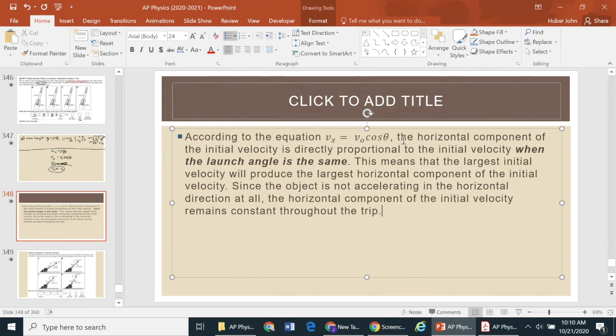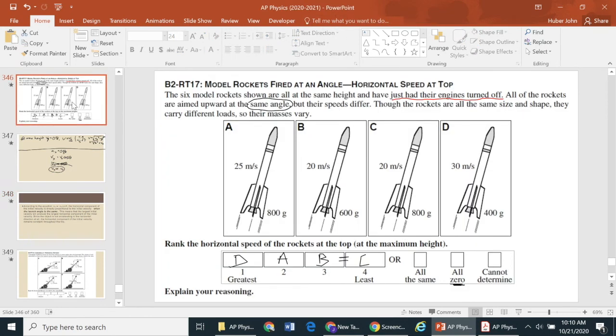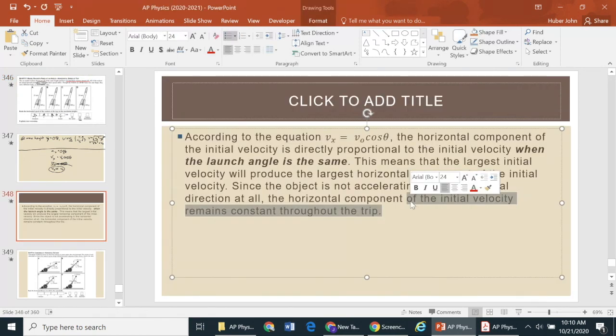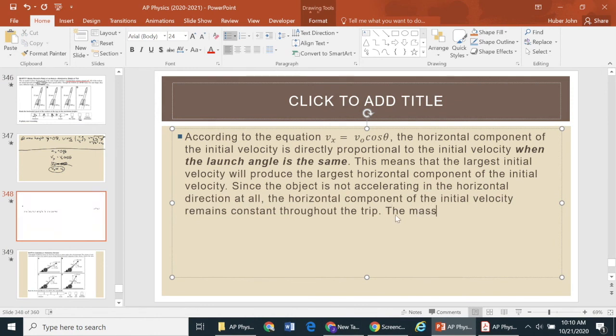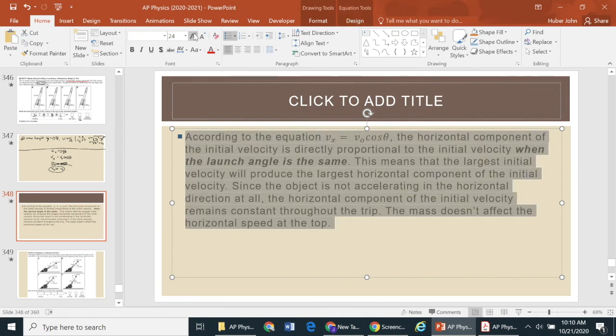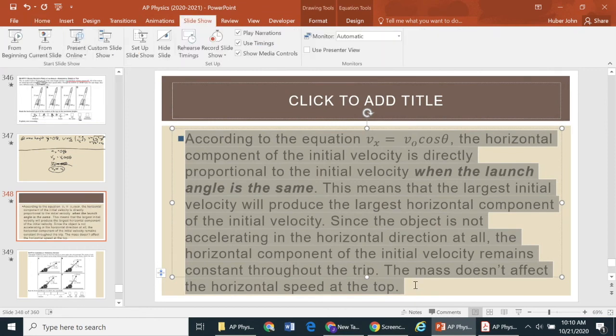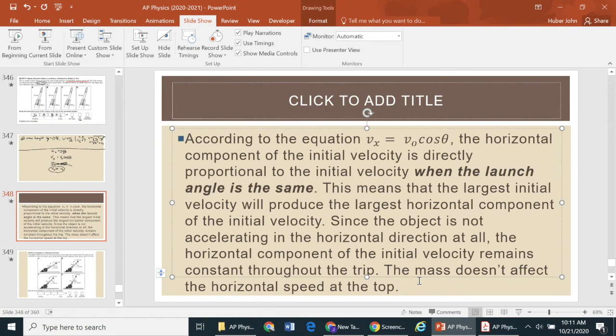And of course, because they decided to be annoying again, they told us information about the masses of the rocket. To fully do this whole question justice, we should just say here, the mass doesn't affect the horizontal speed at the top. And so, of course, a perfectly reasonable question to ask here is, why do they keep giving us the mass if it just doesn't matter? It's because kids mess that up and they think it does matter.